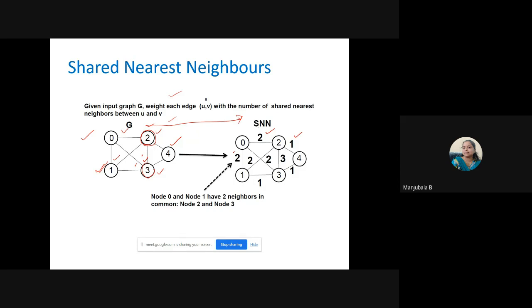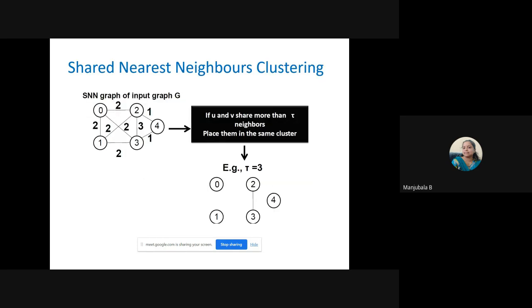Then you have to assume the t value. Suppose t equals 3. If U and V share more than t neighbors, then place them in the same cluster. That is the meaning. We have to discard the edges that have less than the t value. So you will get 0, 1 as one cluster, this is one cluster, this is one cluster. So you can get more than t number of clusters in the SNN graph. It depends upon how many shared nearest neighbors there are between every pair of nodes.